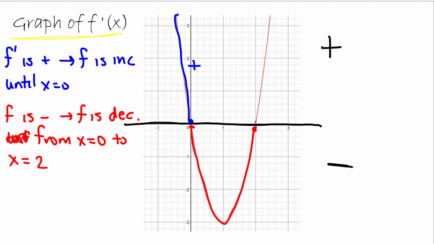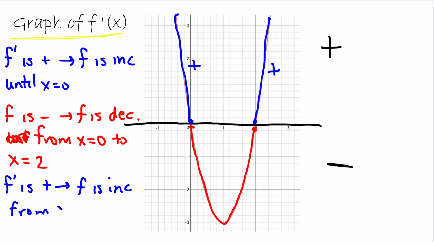And then we go back, and again, after 2, the derivative was positive again, so I could say f prime is positive. That means f is increasing from x equals 2 to infinity. I would write that as an interval from 2 to infinity, f is increasing.